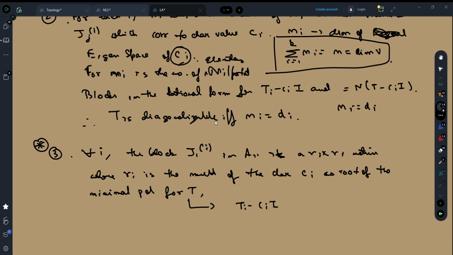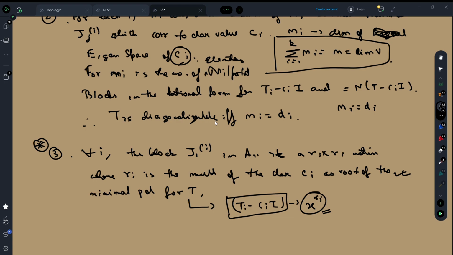And how does this follow? This immediately follows from the fact that Ti minus Ci I is a nilpotent operator. So I shouldn't say the index is Ri. This is a nilpotent operator, and we had previously seen that the minimal polynomial of Ti minus Ci I comes out to be x to the power Ri, right? So it directly comes from here.